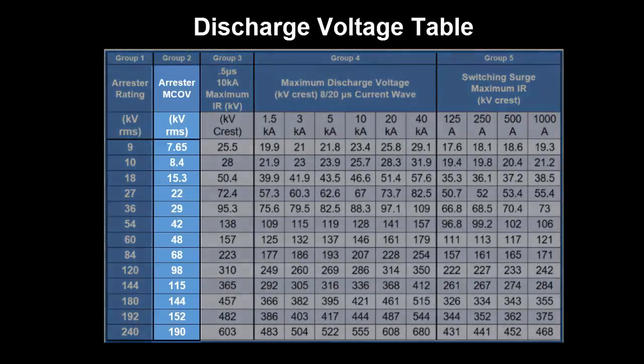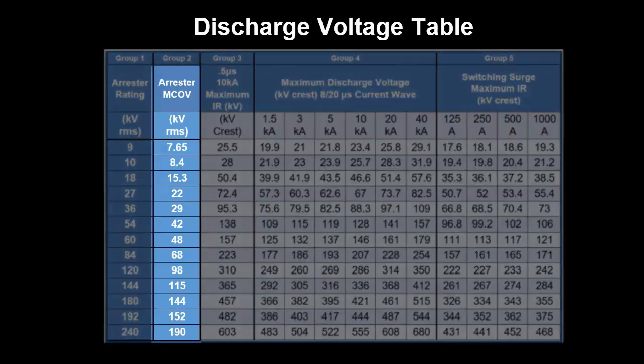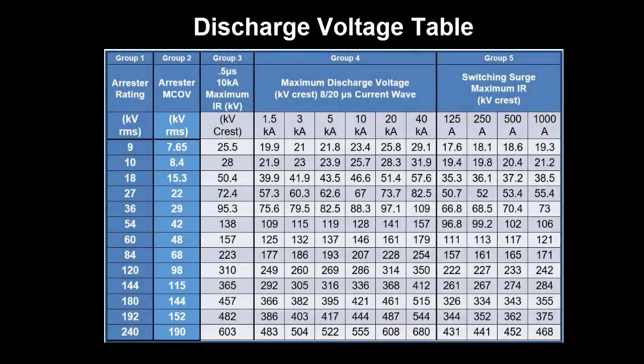If you are comparing arrestor characteristics of different manufacturers, the MCOV rating of the unit being compared should be the same. Moving to Group 4, we find the most important columns of this table. This section tells you what the clamping voltage or discharge voltage of the arrestor will be for various surges.